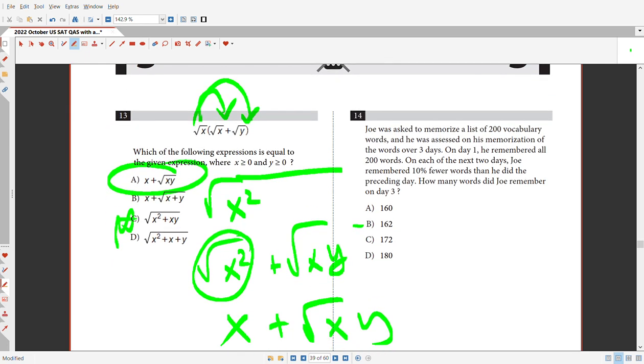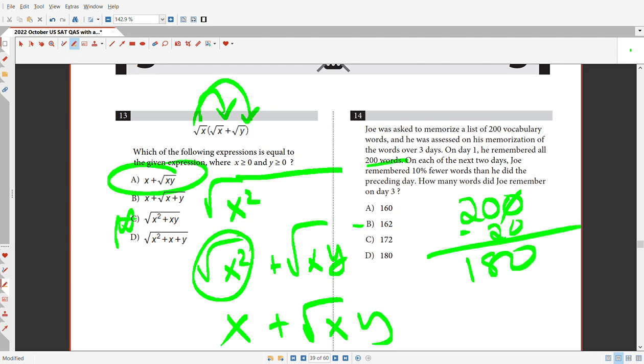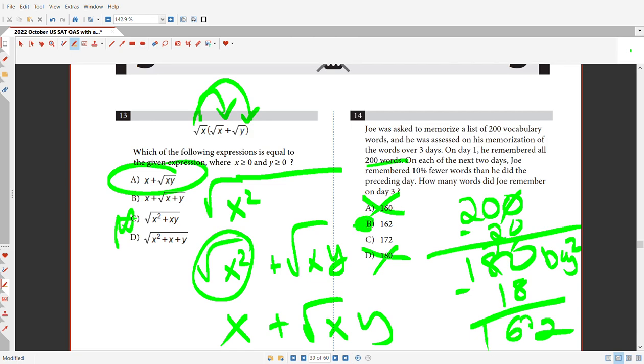Okay, 14. Joe was asked to memorize a list of 200 vocabulary words, and on day 1 he remembered all 200 words. On the next 2 days, he remembered 10% fewer. So 10% of 200 is 20 less. So 180 would be on day 2. And then 10% of this is 18. So it has to end in a 2. So these two are out. And I guess I'm going to have to do the math. 10 minus 8 is 2. 7 minus 1 is 6. So it's 162, which is B.